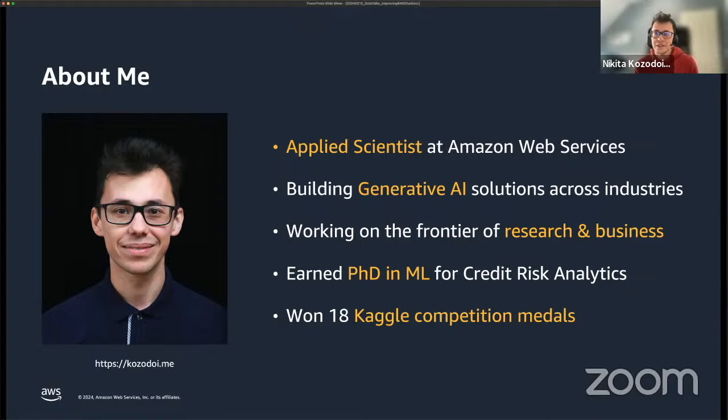Before joining Amazon, I was also doing my PhD at Humboldt University of Berlin, where I focused mostly on ML for credit risk analytics. I also used to spend quite a lot of time on Kaggle doing different competitions from different domains. In a few years of doing Kaggle, I managed to earn 18 medals in different competitions. Of course, most of them not gold medals, but still it was very nice to get exposure to a lot of different problems. I'm not doing that much Kaggle anymore because I have a lot of other things going on, but that was also a nice page in my history, so to say.